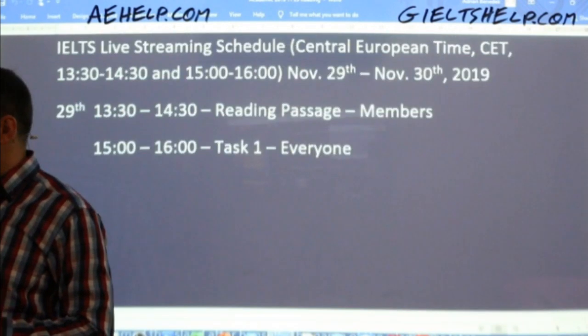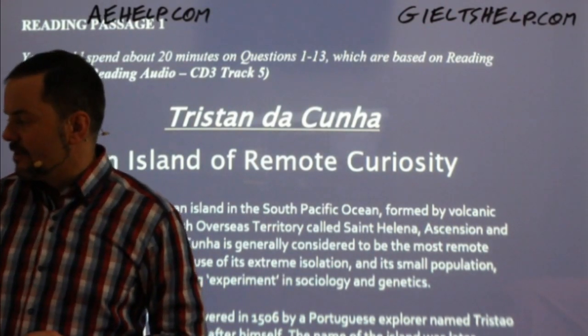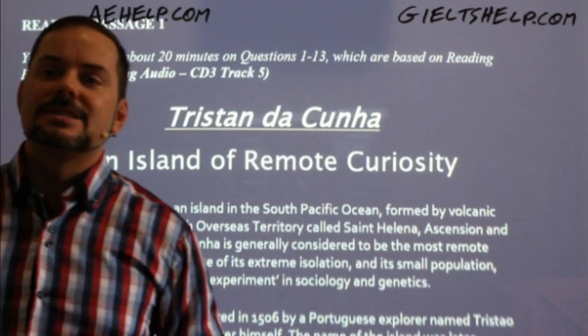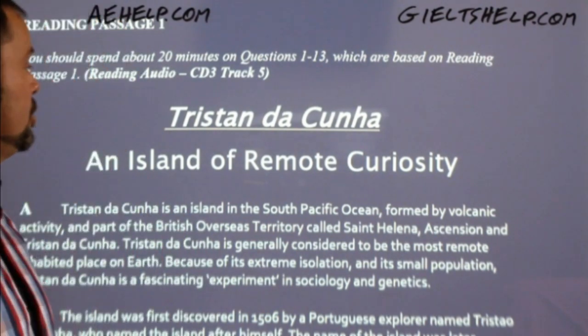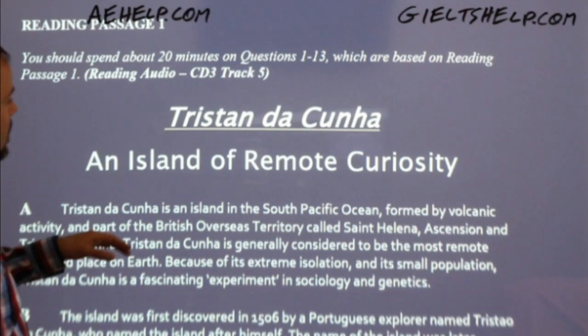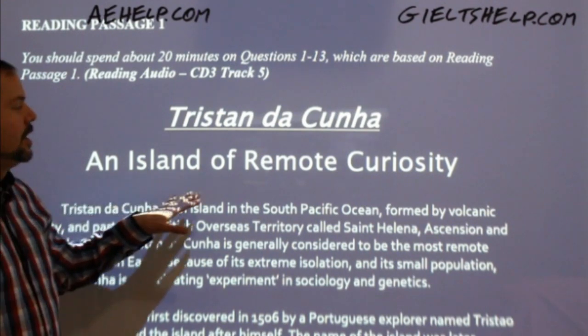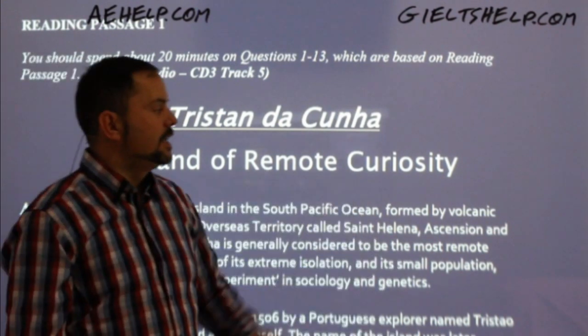All right, so let's get into today's lesson. This is coming from our first exam book. This is test number 2. And here we are looking at the title, Tristan da Cunha, an island of remote curiosity.